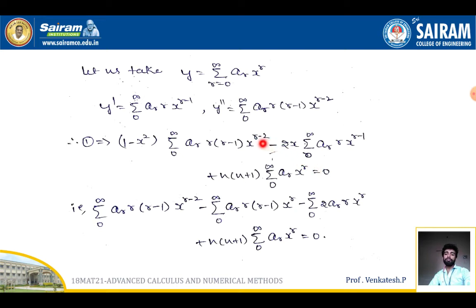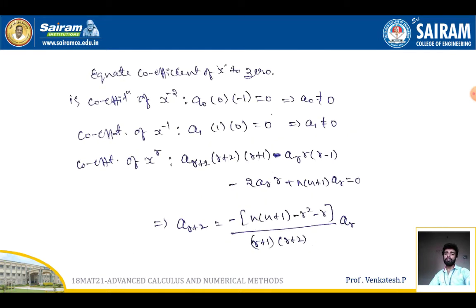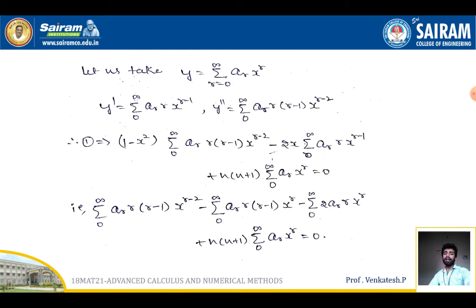Now on simplifying this equation, if I multiply 1 with this equation, I will get summation r from 0 to infinity ar r into r minus 1 x power r minus 2. If I multiply x square with the summation, I will get minus summation r from 0 to infinity ar r into r minus 1 x power r, and in the next term, multiplying x with the summation, I will get minus summation r from 0 to infinity 2 times r ar x power r, plus n into n plus 1 summation r from 0 to infinity ar x power r is equal to 0. I am keeping that as it is.